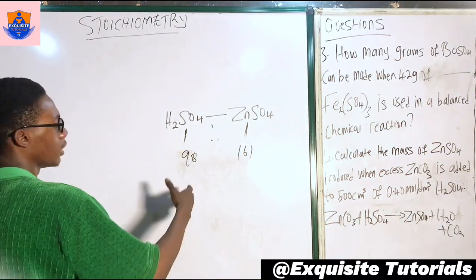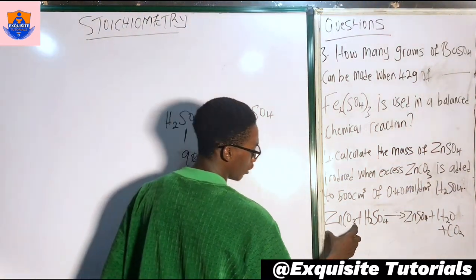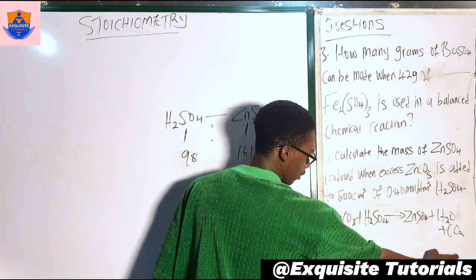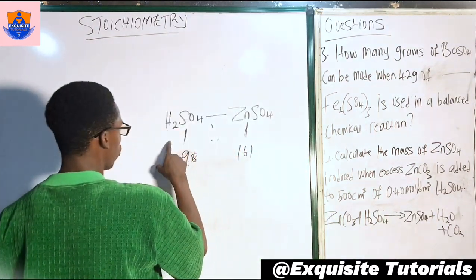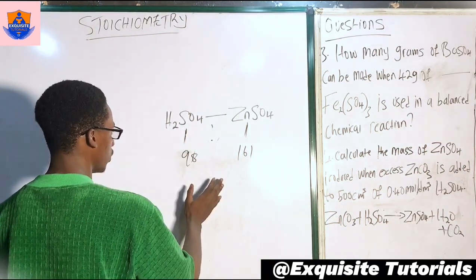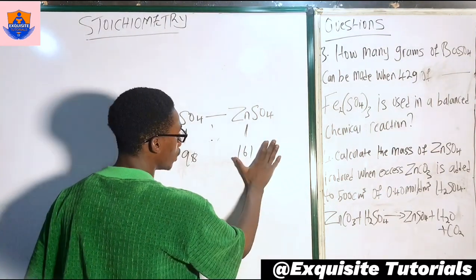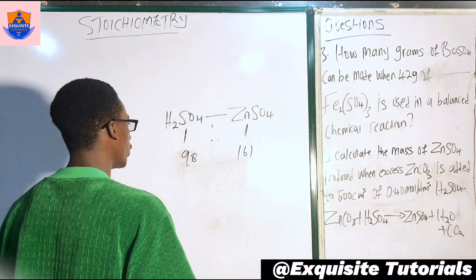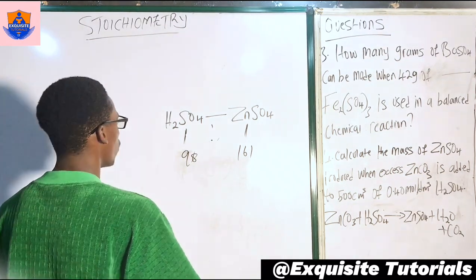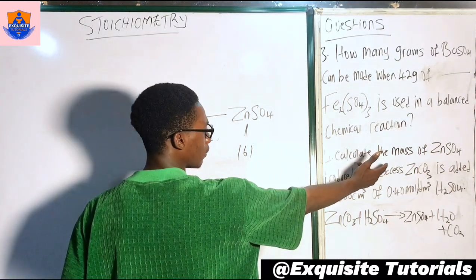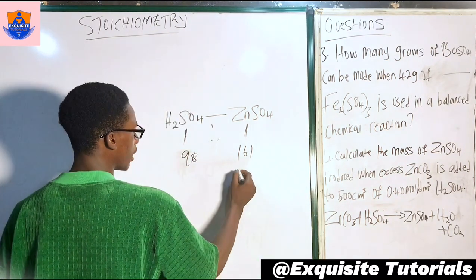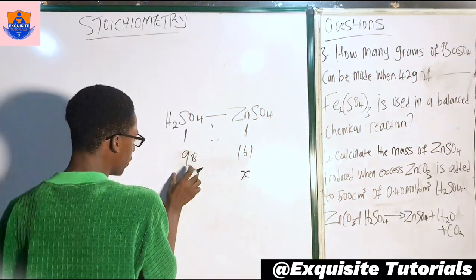So now each compound here is having 1 mole. So 1 mole times 98 equals 98, doesn't change. 1 mole of this times 161 gives us 161 without any change. Okay, so now you ask me to find the mass of ZnSO4. So the mass of this is unknown. So what would be the mass?